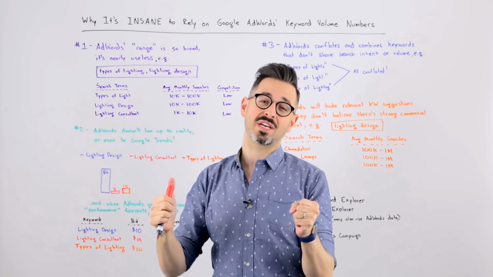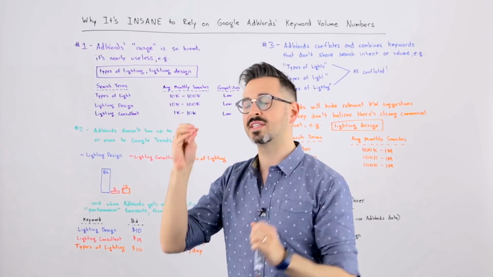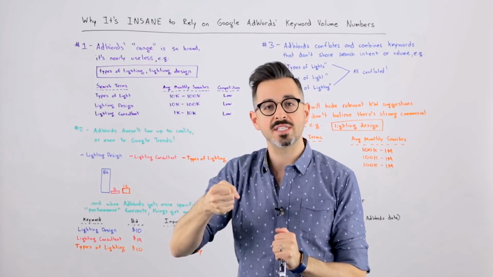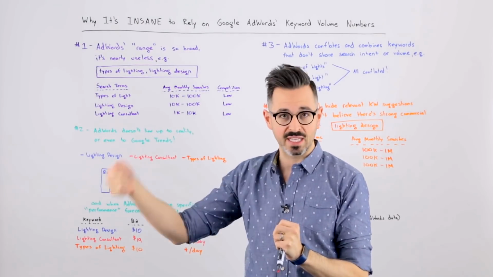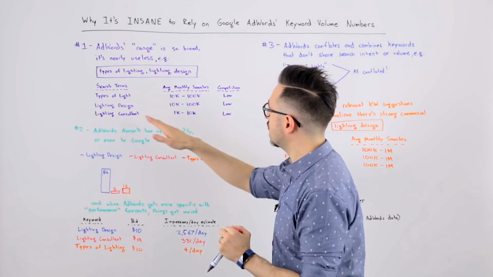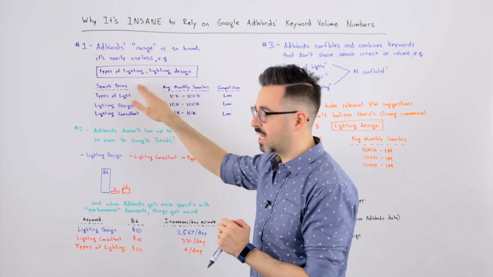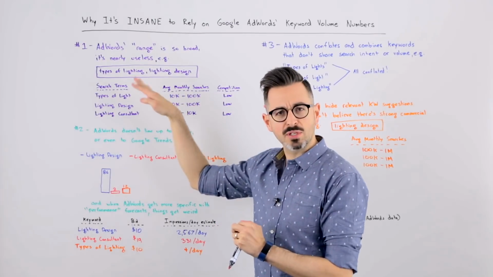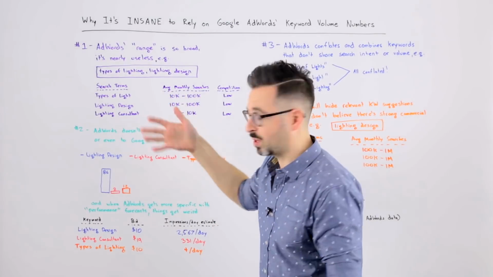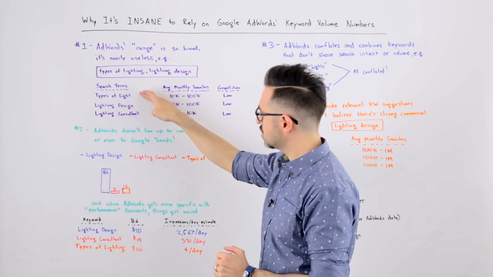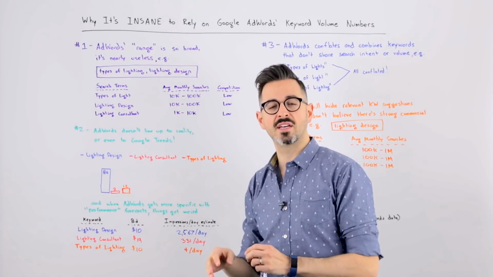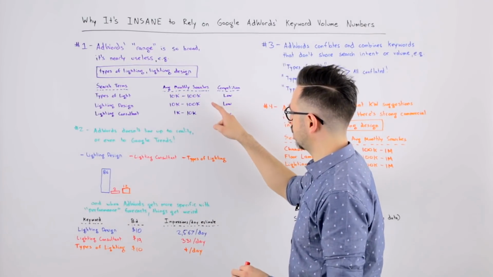And many SEOs I know, even really smart folks, I think haven't processed that AdWords could be misleading them in this facet. So let's talk about what happened here. I searched for types of lighting and lighting design, and Google AdWords came back with some suggestions. This is in the keyword planner section of the tool. So types of light, lighting design, lighting consultant. We'll stick with those three keywords for a little bit.